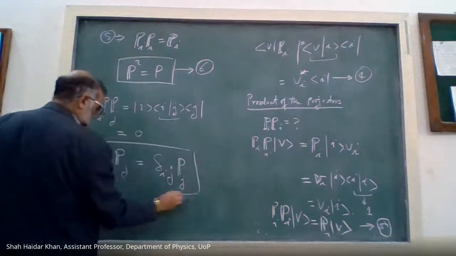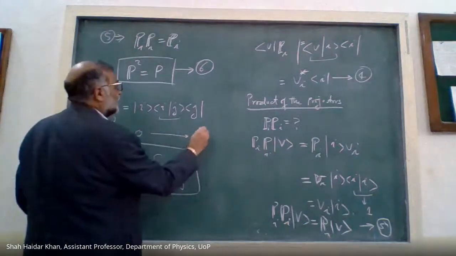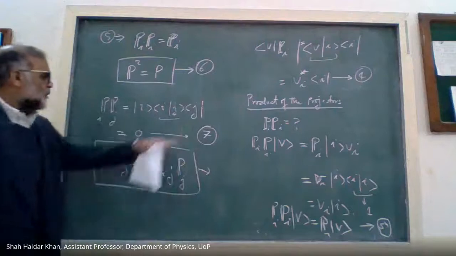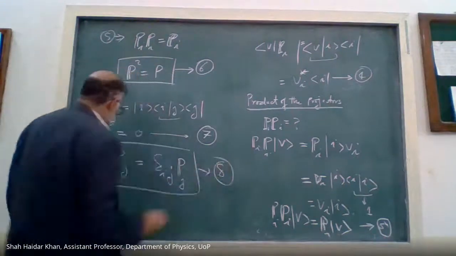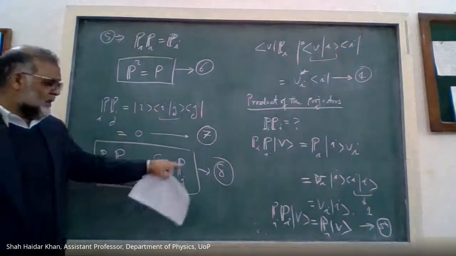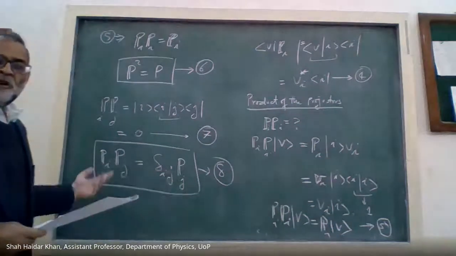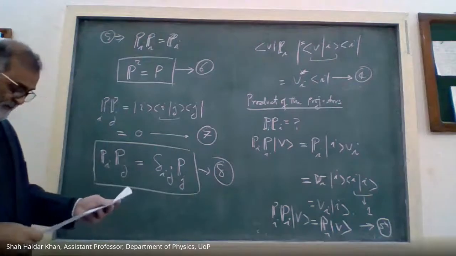We can remember this property and this property by a single equation: Pi Pj is equal to delta ij into Pj. You can put j equal to 1 or 2 or whatever. You can write it as i as well.